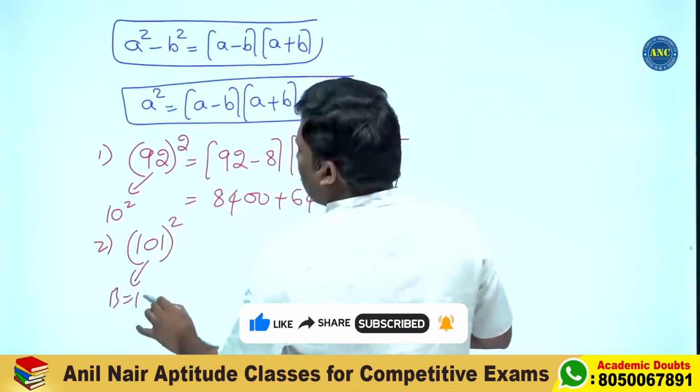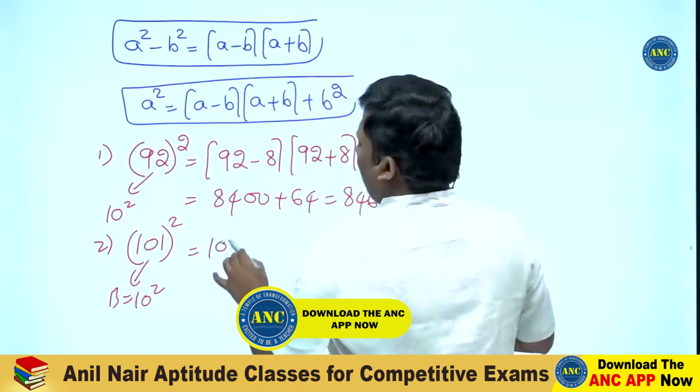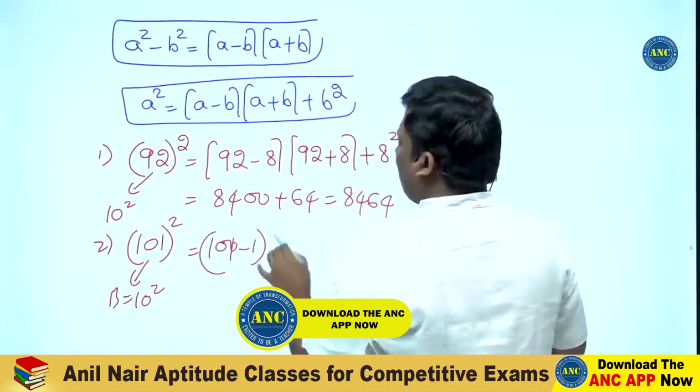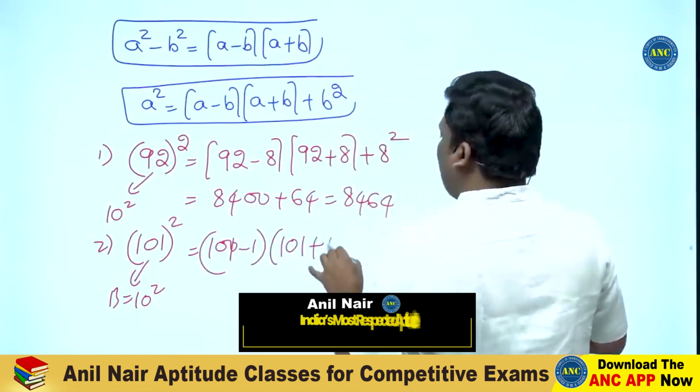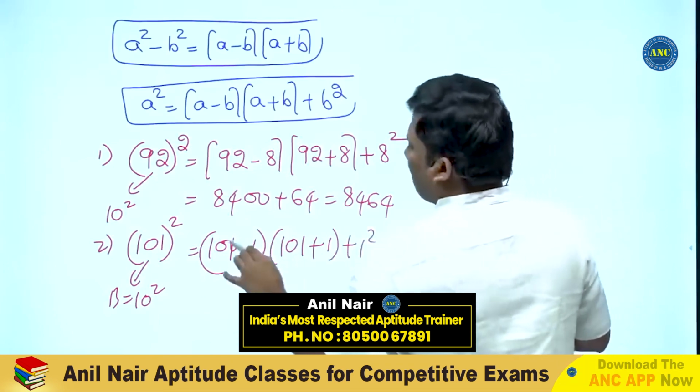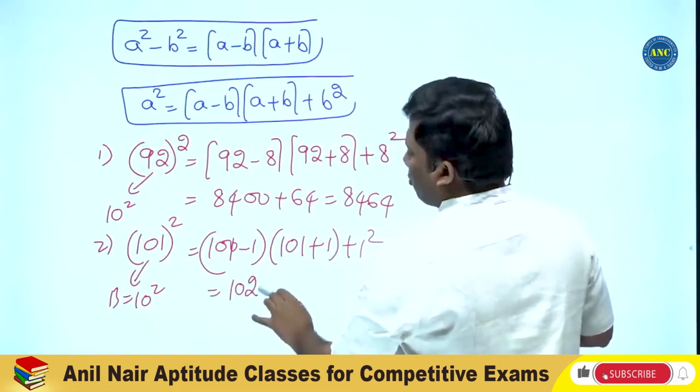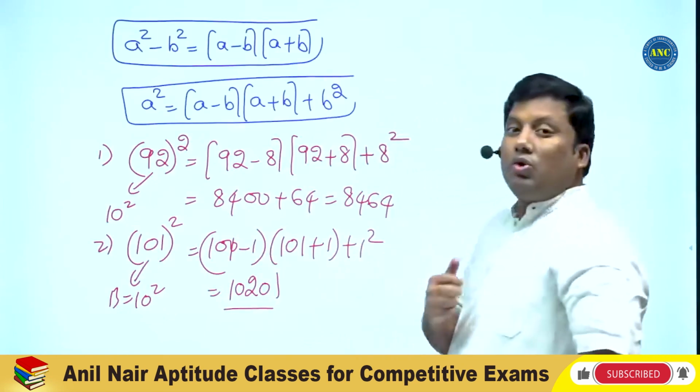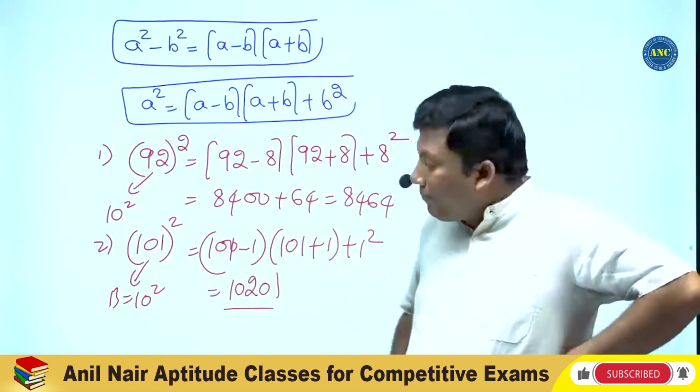Suppose the question is 101 square. 101 is nearer to 100. So A minus B, 101 minus 1, 101 plus 1, plus 1 square. So answer is 10201. I hope it is clear.